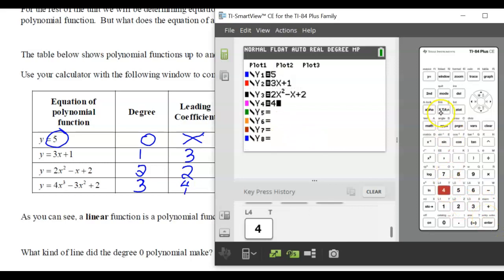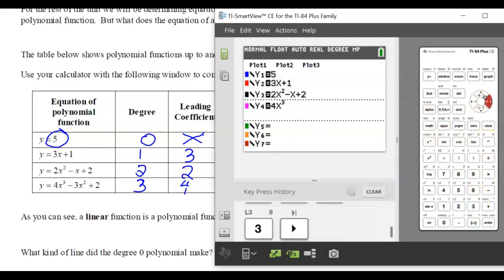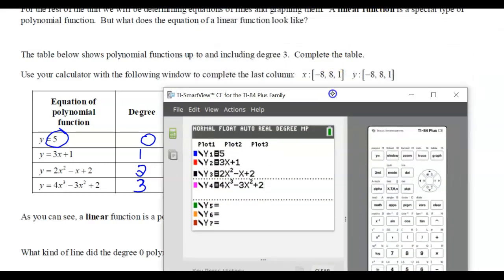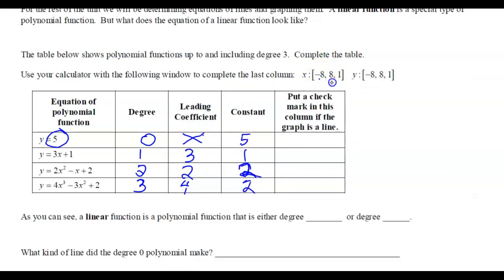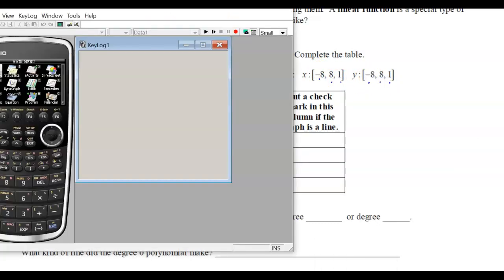And then 4x cubed, so exponent 3. Cursor out of that. Minus 3x squared plus 2. This way we can do them all at once. It tells you what window. So this always means the x min, x max scale, y min, y max scale. They're just in order horizontally.